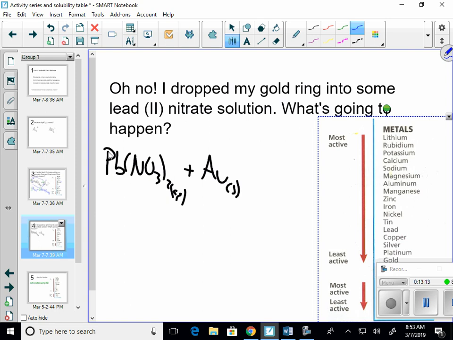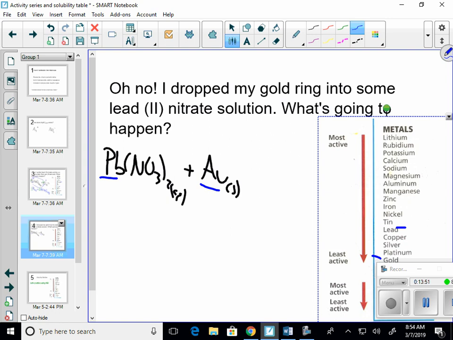If the lone element is higher on the list than the thing it's going to replace, gold would replace metal if it could because they're both metals. If the lone element is higher on the list, the reaction occurs. My lone element is gold. Look on your sheet. Gold, Au, is at the very bottom of the list. Lead is above it. Can gold replace lead? Is the lone element high enough on the list?